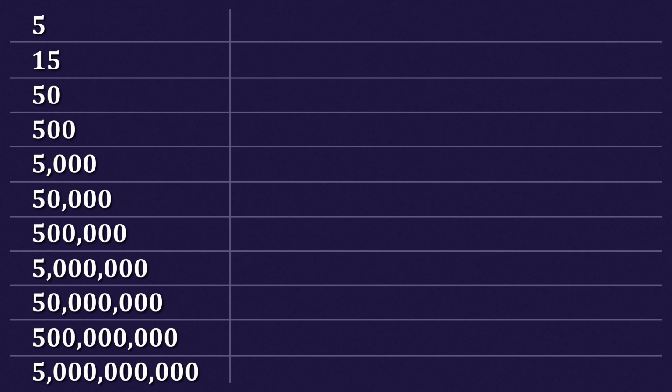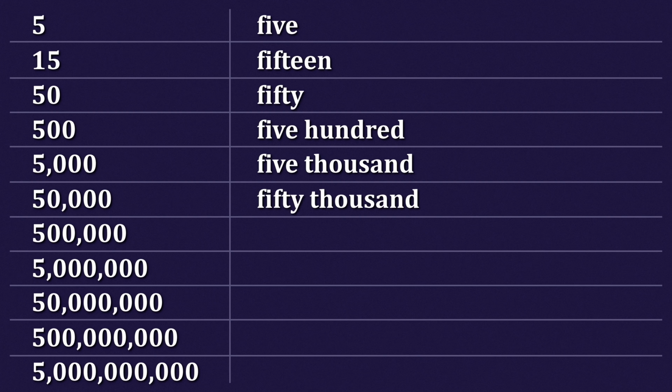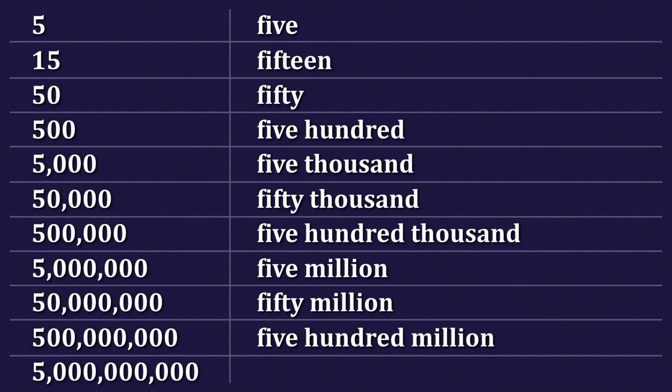Now, let's see how the number 5 grows. 5, 15, 50, 500, 5,000, 50,000, 500,000, 5 million, 50 million, 500 million, 5 billion.